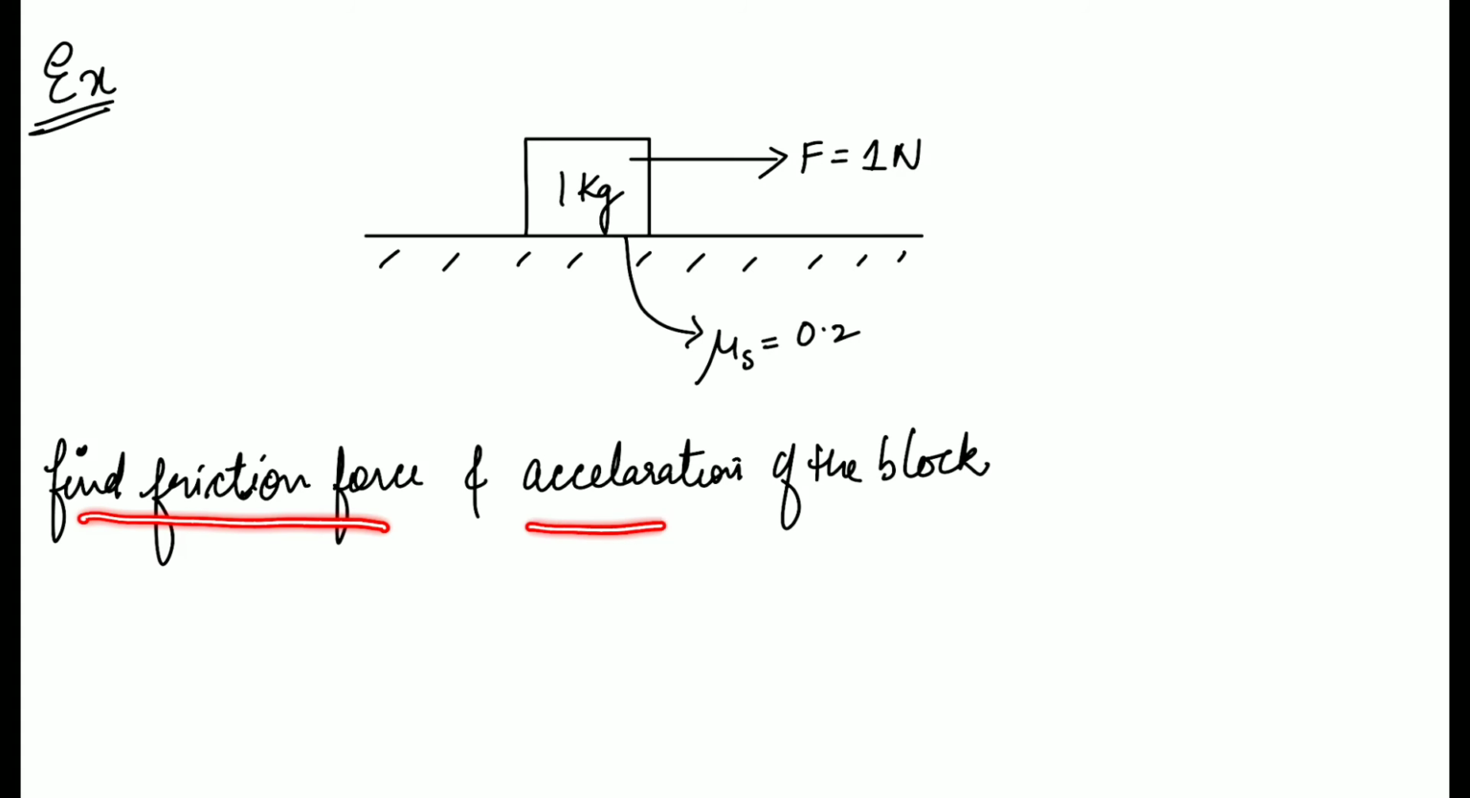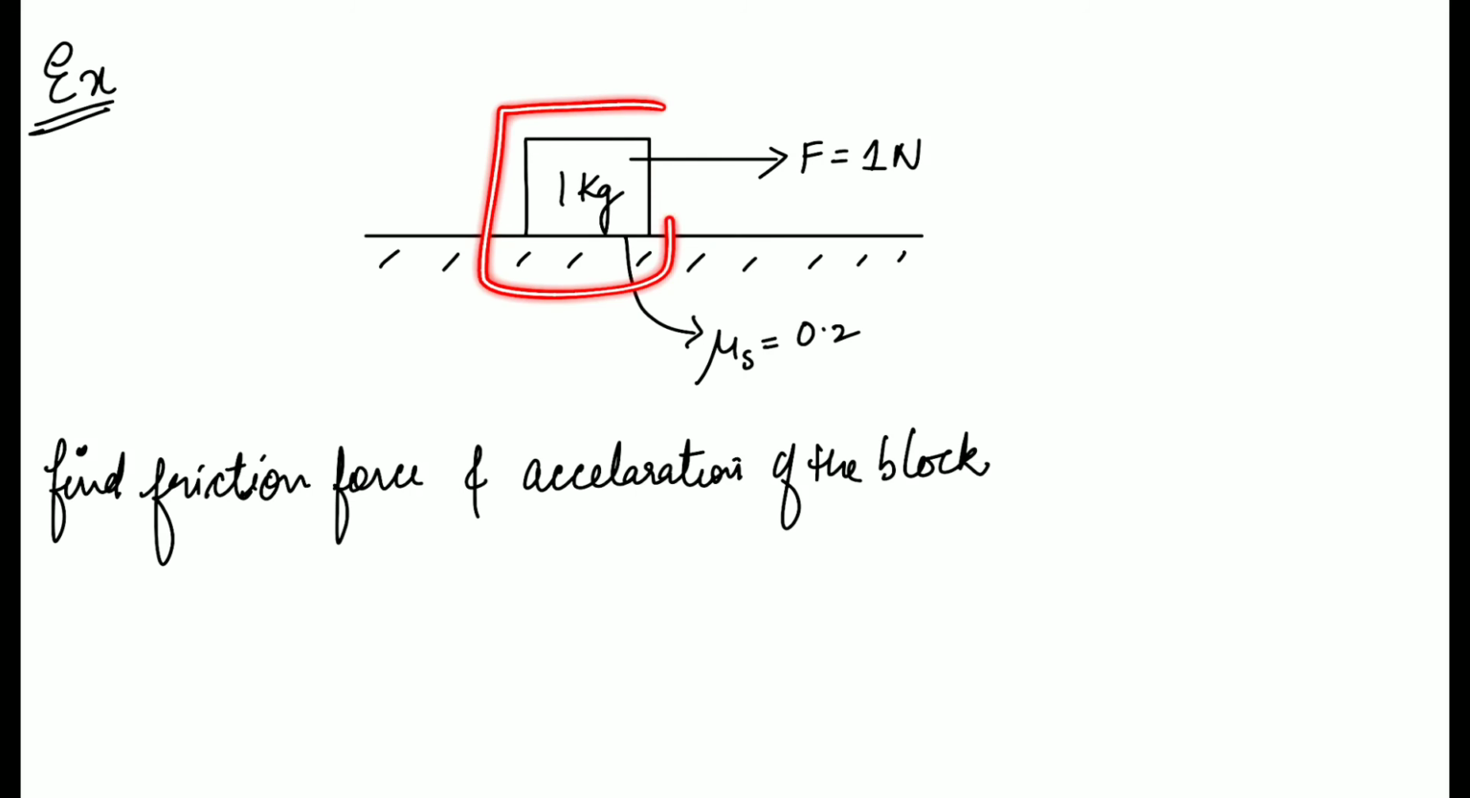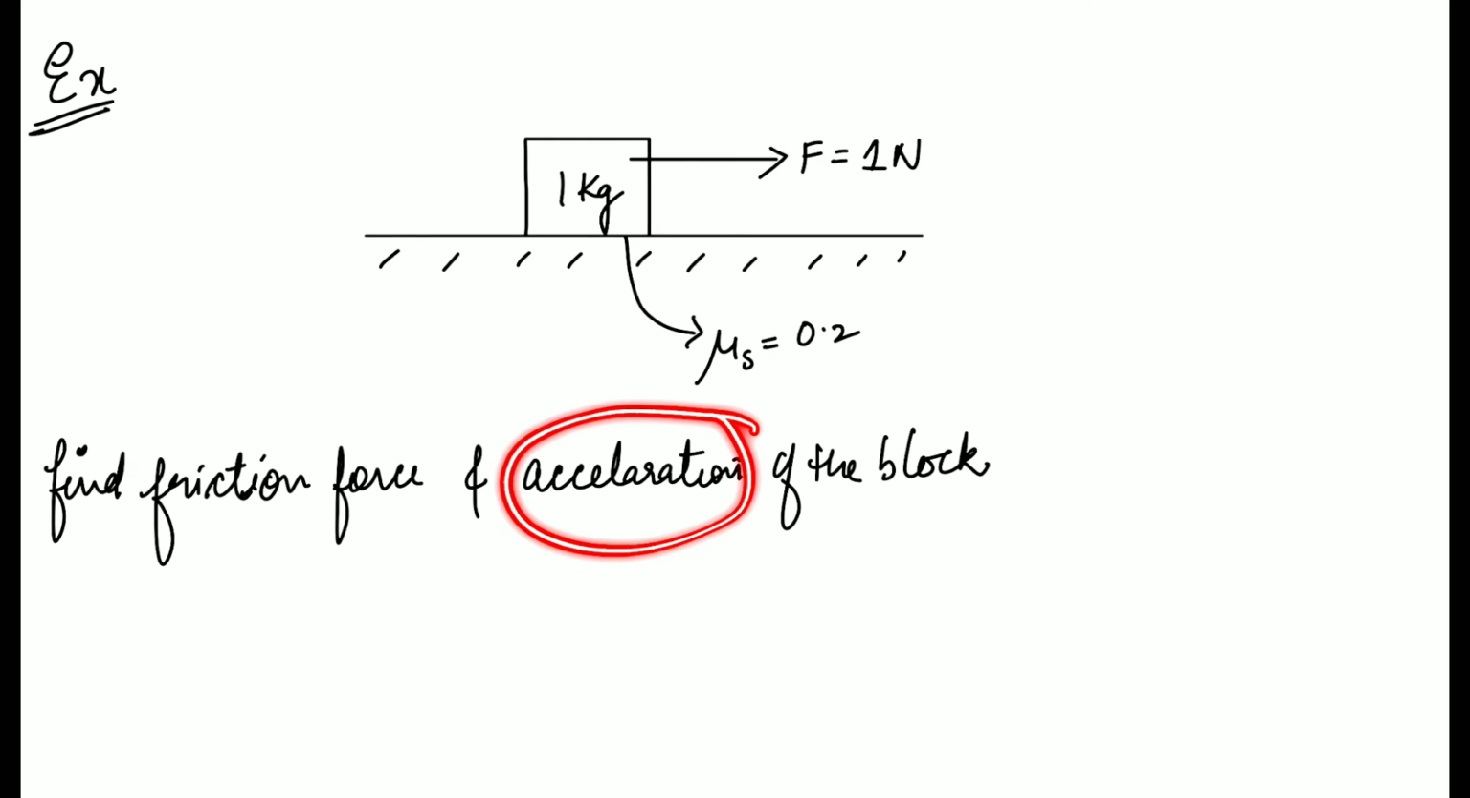So the question is, find the frictional force and acceleration of the block. It is not mentioned whether we are talking about kinetic friction or static friction. The simple explanation is, if this block moves, then we are talking about kinetic friction. If this block is not moving, then we are talking about static friction. Acceleration: if this block is moving, then there will be acceleration. If this block is not moving, then there will be no acceleration, right? So basically right now I'm clueless whether this block moves or not.